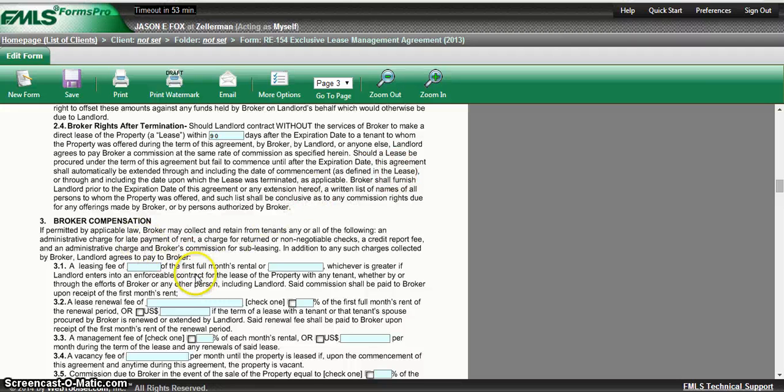Now let's talk about compensation here. 3.1, a leasing fee. Our leasing fee standard is 100%. Obviously, everything's negotiable. And then this will be NA, whichever is greater. A lease renewal fee, since we're managing the property, we're going to charge 50%. We'll do NA there. And then 50% for the renewal fee. And then NA there.